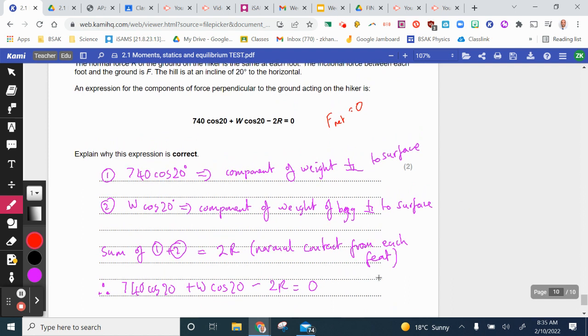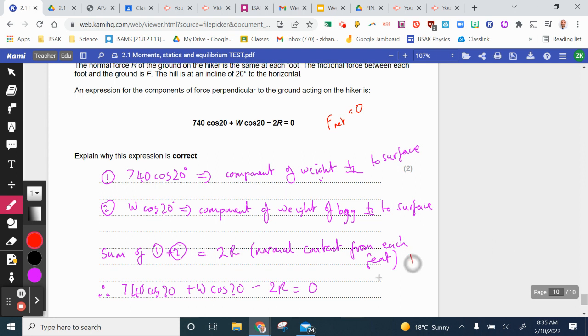So an idea of the net force is equal to 0 could also be added onto that. So there is 1 mark for that, and then 1 mark for that, combined with the net force is equal to 0 because the object is in equilibrium. Therefore, it's rearranged to the expression seen above.